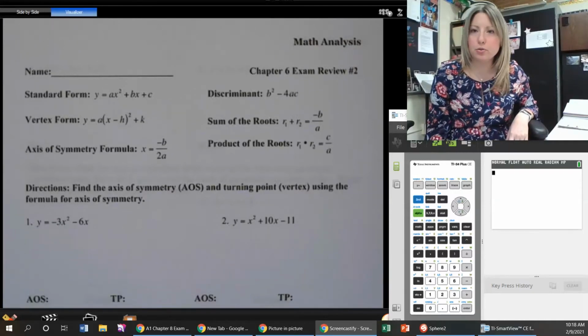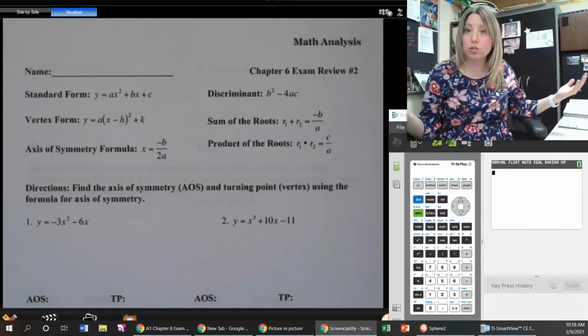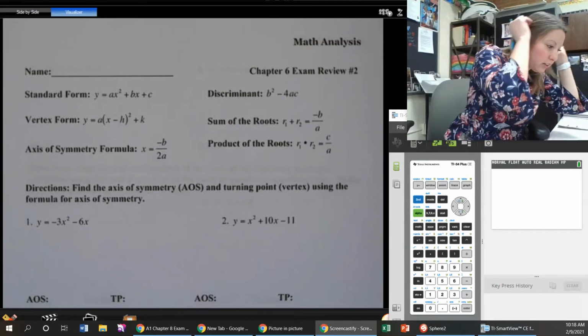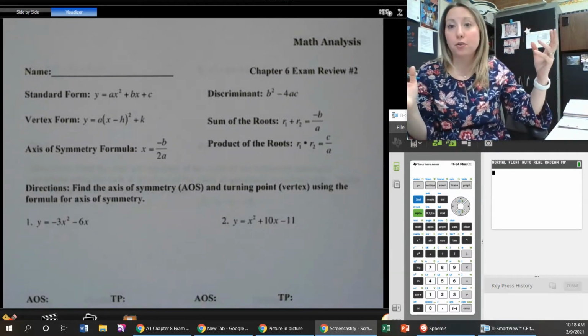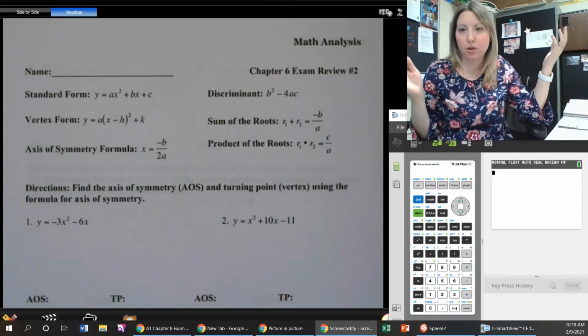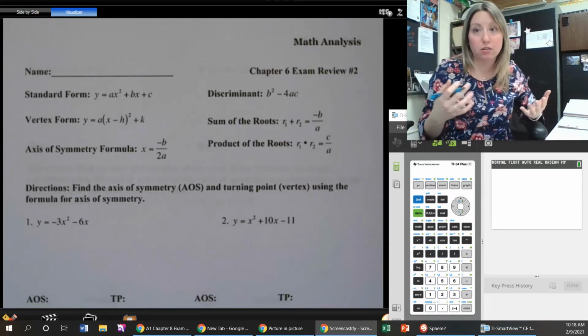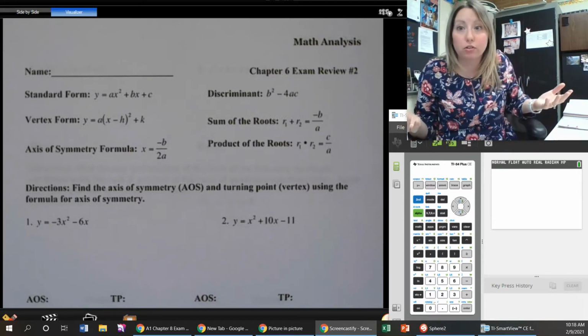Analyzers. I want to do some review with you before your Chapter 6 exam in Google Forms, so here we go. All right, first things first, all of the formulas we learned in Chapter 6. Chapter 6 was huge. There was so much going on. There were a lot of formulas, or a lot of forms of our equations that we talked about.